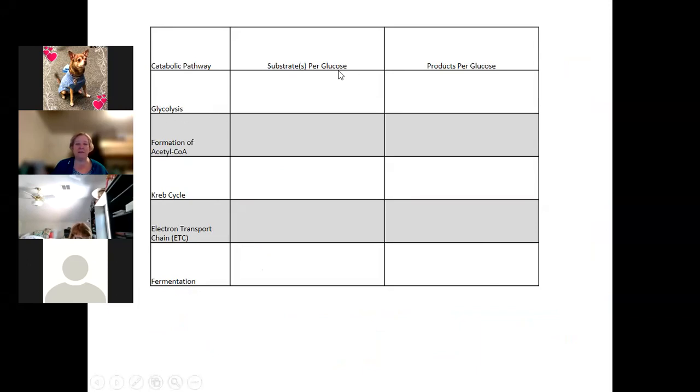For glycolysis, what substrates do we get? Wait, it's in the header. That can't be right. Yeah, we have 1 glucose to start out with glycolysis. So the substrate would be glucose. And then the products per glucose are 2 pyruvate. See if you can fill in the rest of this. We're going to give you a couple of minutes, and if you don't get done, that's fine.